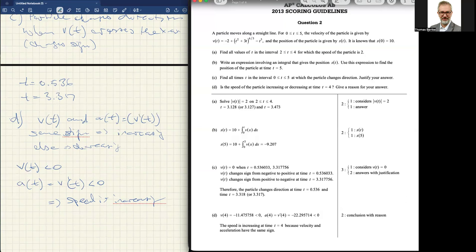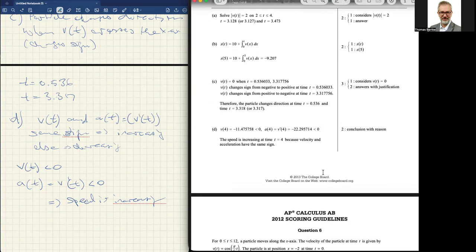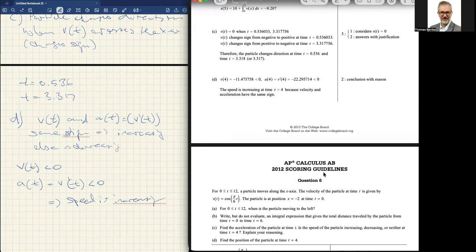All right, that's this model. And again, there are tons of similar questions following the same model in this document that I'm sharing with you.